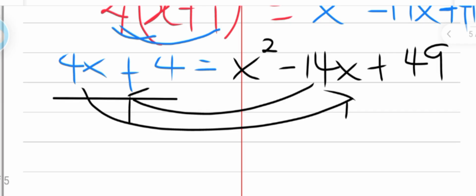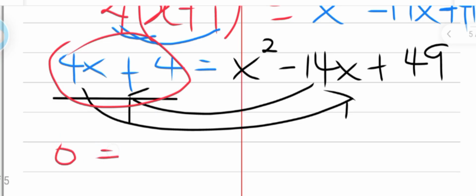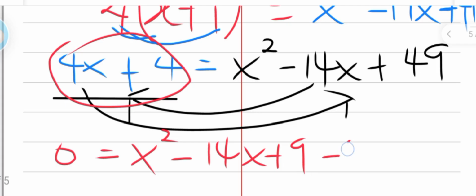When all this moves across, note that the other side will be left with 0. If it's left with 0, then we have x squared minus 14x plus 49, minus 4x because it has crossed the root sign and we are adding its additive inverse, then minus 4. Sorry, there's 49 here, it's not 9. I believe we are all following.